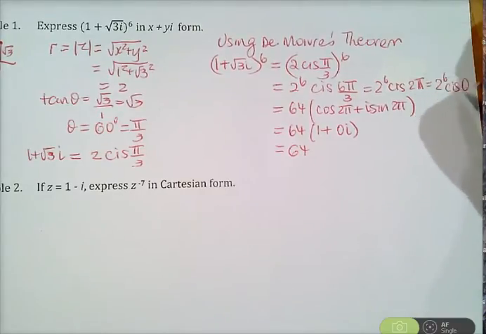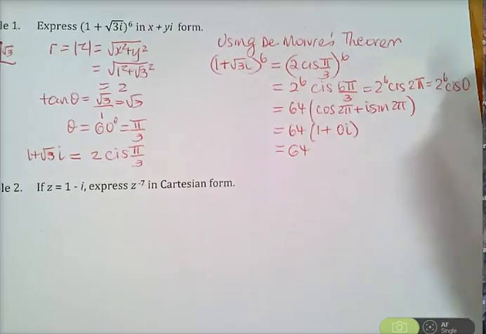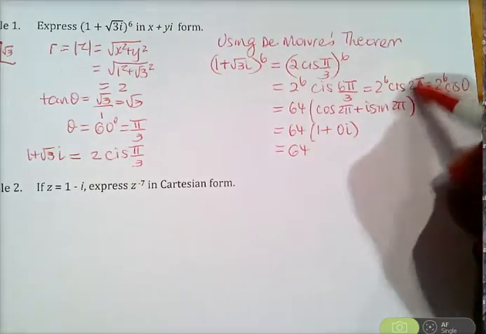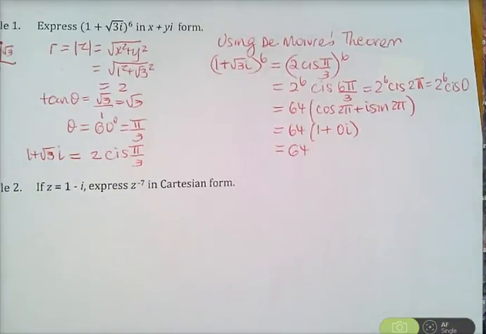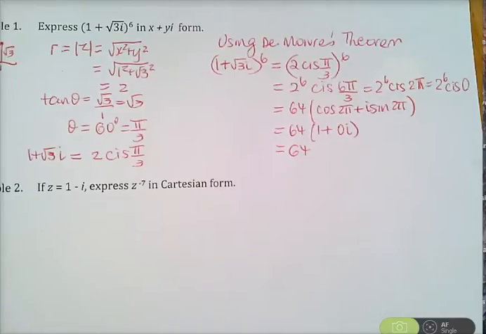It's the same as 2 to the power of 6 cis 0. But look, cos 2 pi is the same as cos 0, and sine 2 pi is the same as sine 0. So you can just go straight from there, okay? So the answer to that question there is 64.